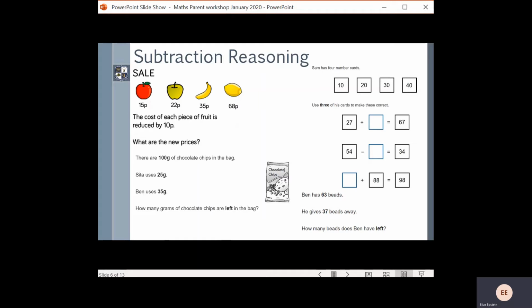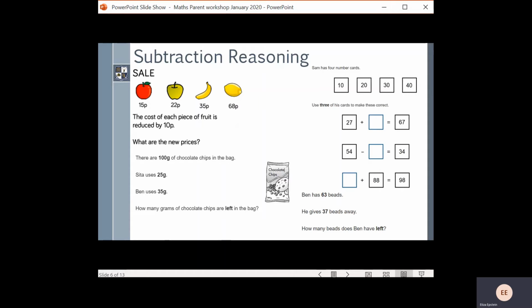With a question like this in year 2, it's a 2-step problem. So they actually would get 1 mark just for writing the number sentence. So they write 100, take away 25, take away 35. Even if they don't find the answer or they get the answer wrong, they actually get 1 mark. To then solve it, they would then get the 2nd mark.